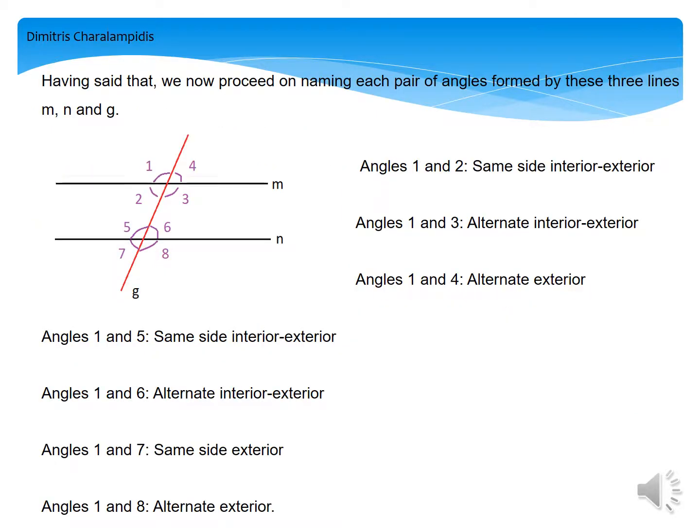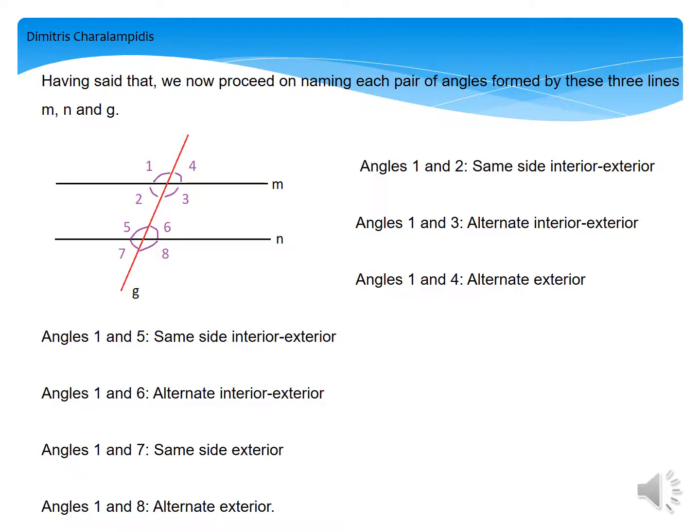Having said that, we now proceed to naming each pair of angles formed by these three lines M, N, and G. Let's start with the pair of angles 1 and 2. We can see that they are both placed on the left side of line G, so they are definitely same side angles, and that one of them is between the lines M and N, while the other one is outside of them. So here we have a pair of same side interior-exterior angles.